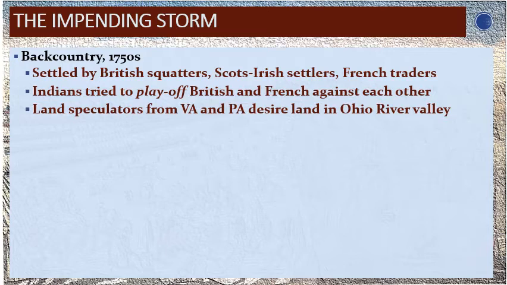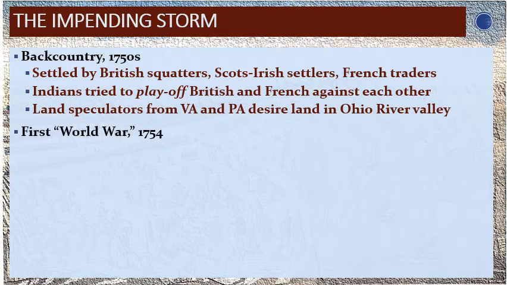One other group really wants control of this property, and they're land speculators from Virginia and Pennsylvania. They've got their eyes on the Ohio River Valley, interested in all these fertile territories which could be settled by people and be made into profitable farms. So these land speculators want to buy this land up quickly, and then try to sell it and make some money off of it. Also, all these groups want something in this Ohio River Valley, and they're willing to fight to get what they want.